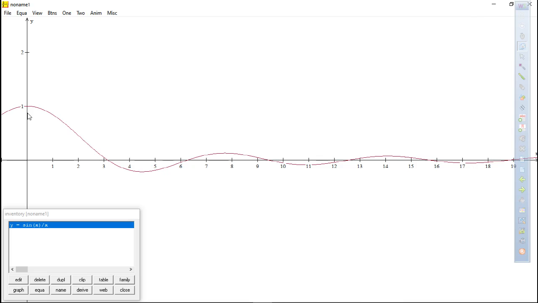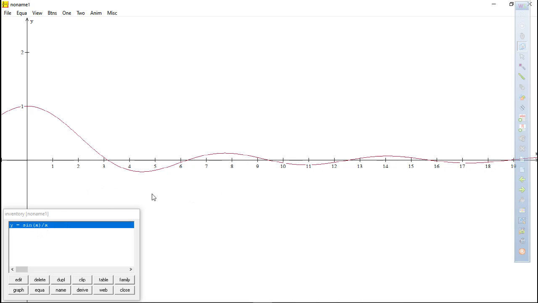Anyway, all we're worried about is what's happening as x gets larger and larger here. And if you'll notice, how far it goes above and below the x-axis is getting smaller and smaller.